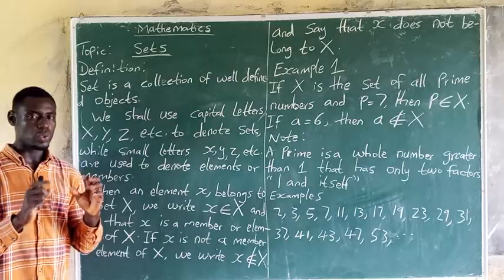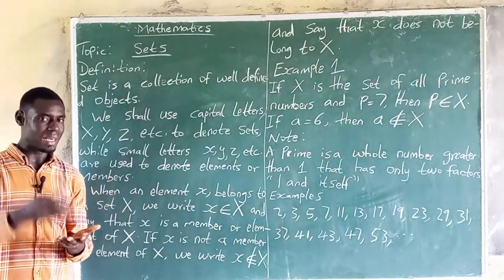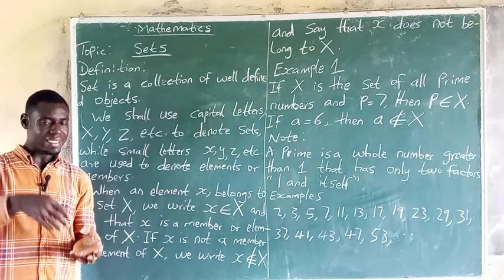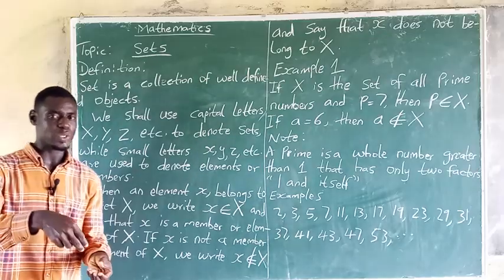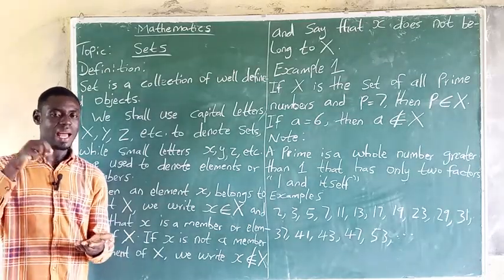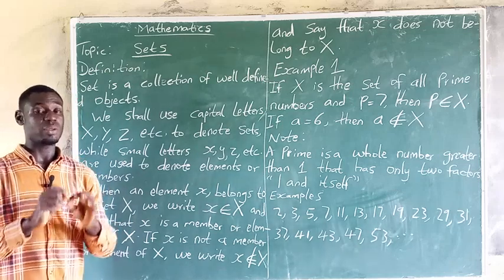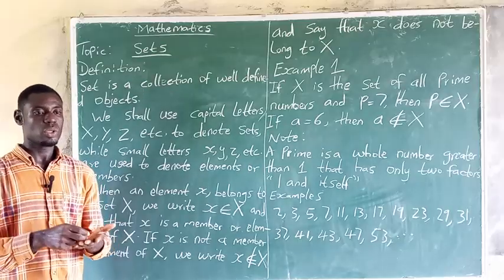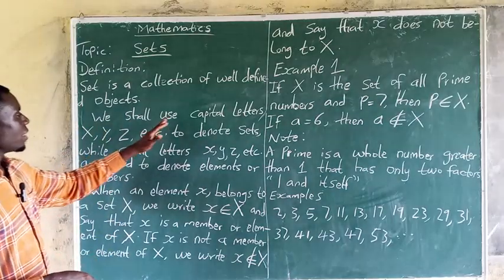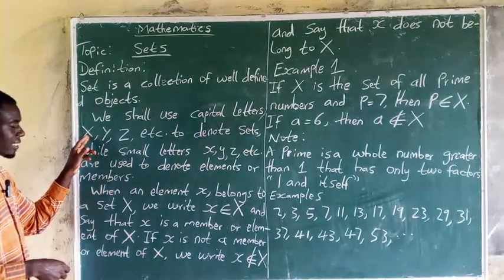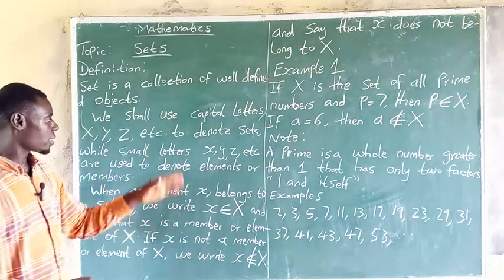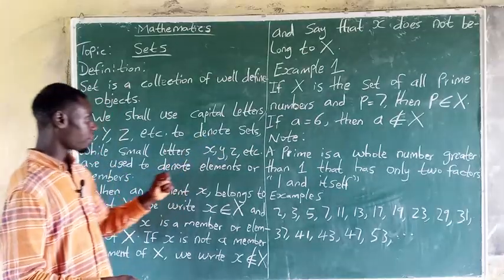Now, anytime we want to name a set, we use a capital letter. Don't use a small letter in naming a set. But the elements inside the set, for example, the things you can find inside a classroom, are called the elements. For the elements you can use small letters or numbers, but in naming a set you usually use capital letters. That's why I say we shall use capital letters: X, Y, Z, etc. From A to Z, to denote sets.